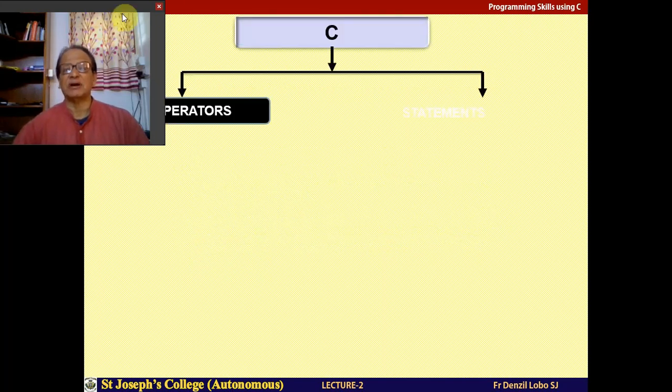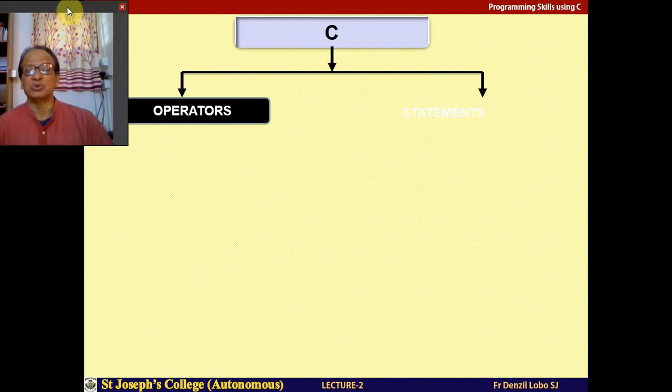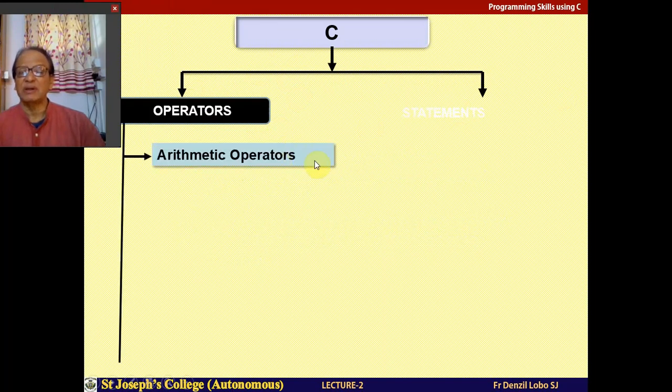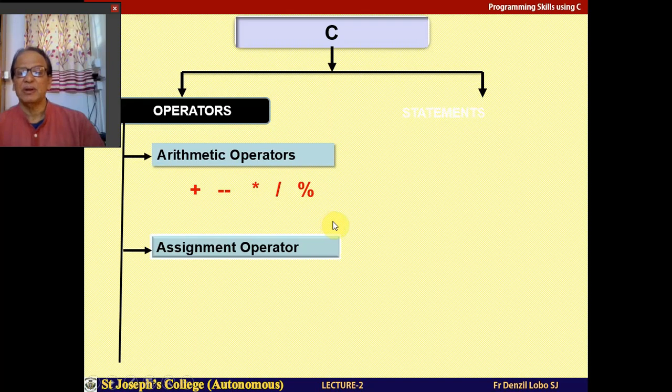Let us come to this chart which I have given for pseudocode. C and its operators and statements. So which are the operators in C? We have the arithmetic operators like in the pseudocode, and these are almost the same: plus, minus, into, divided by, and modulus. We have come across and we have used them.